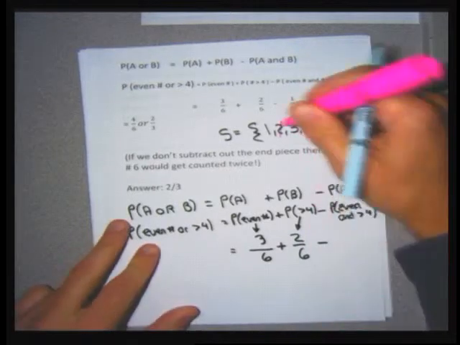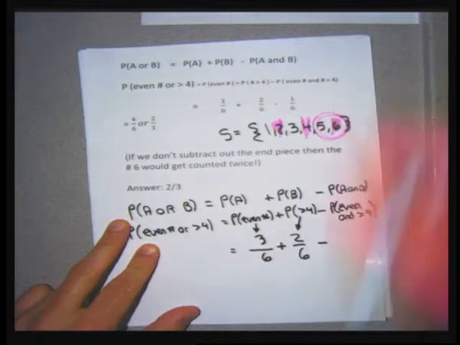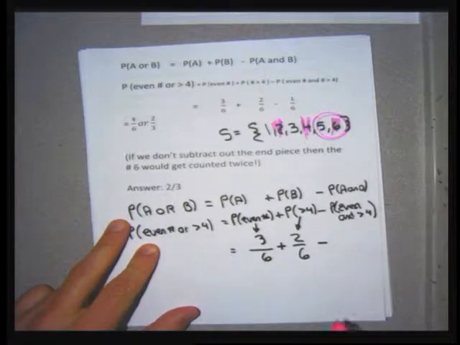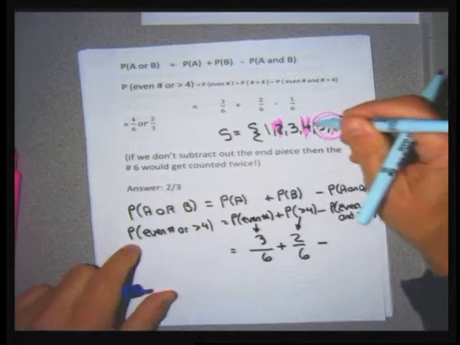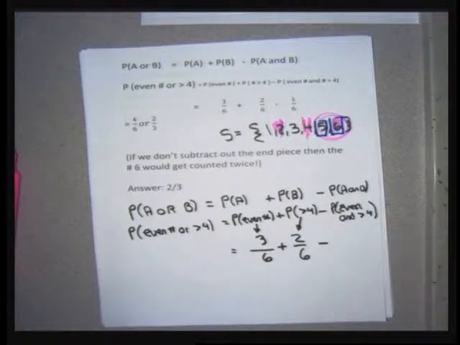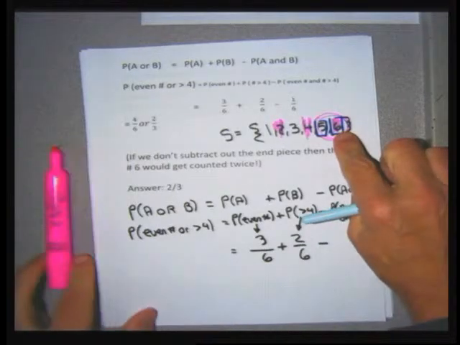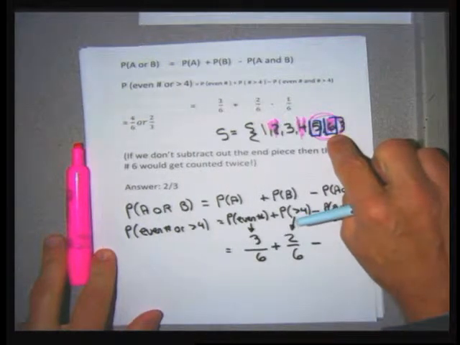So the first event, A, had 2, 4, and 6 as successes. The second event, B, had getting a 5 and a 6 as successes. Well, A and B together, the only thing that satisfies both of them, that is both an even number and a number greater than 4, is getting a 6.